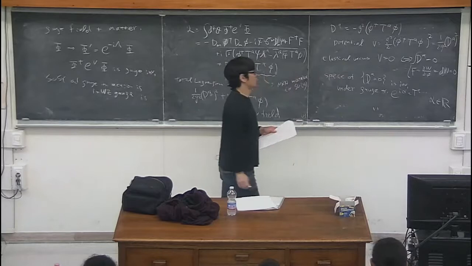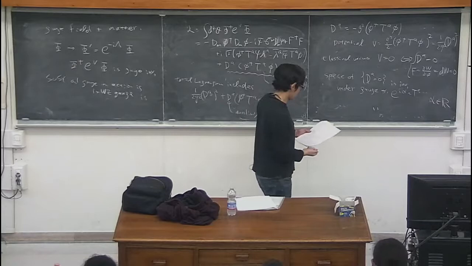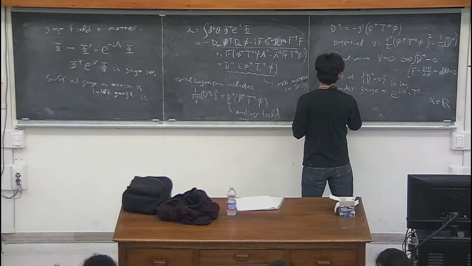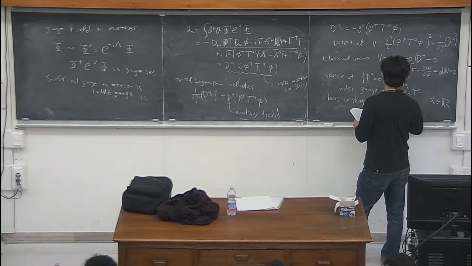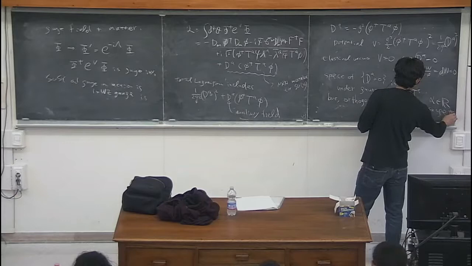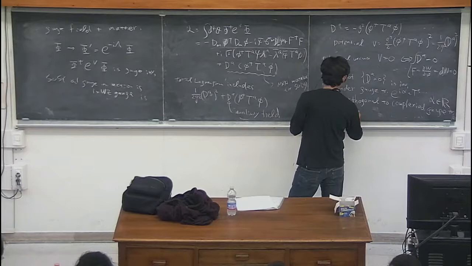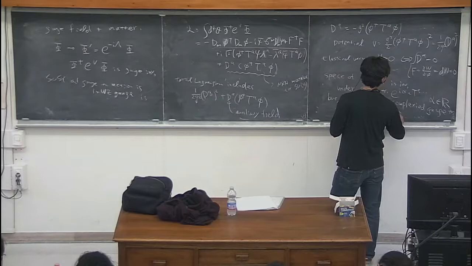So of course this D^A equals zero. D^A is this one. This is actually gauge invariant. But also now, consider the complexified gauge transformation, which is defined by U_C equal exponential alpha^A T^A, and alpha is real.